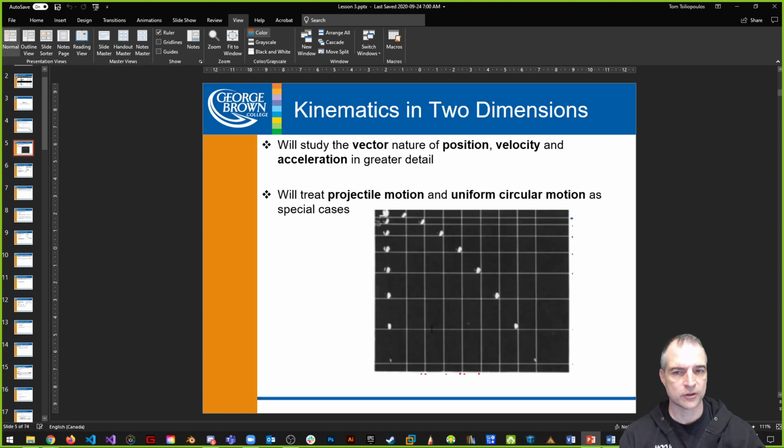So kinematics in 2 dimensions: we're going to study the vector nature of position, velocity, and acceleration. We're going to treat projectile motion and uniform circular motion as special cases, 2 different things. Take a look at this little diagram that I've shared with you.